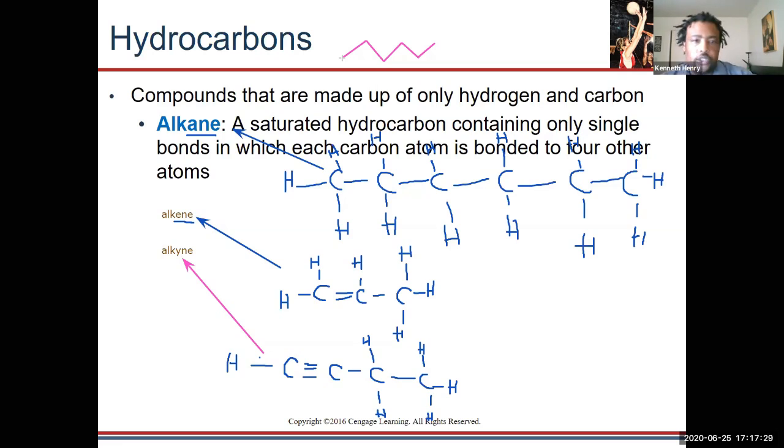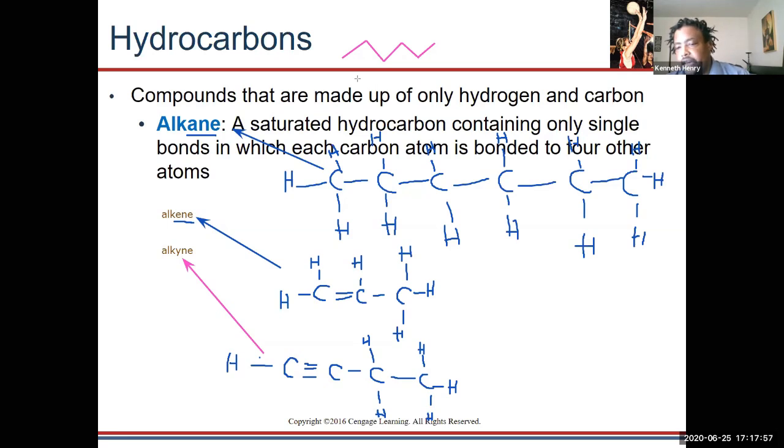Since it's saturated with hydrogens, we're so lazy that we just don't put them down. So it's represented that it's only single bonds, because that's what the lines represent. There's a carbon at each point, so that's a total of 6 carbons. And they're saturated with hydrogens, so they're surrounded by as many hydrogens as they can.